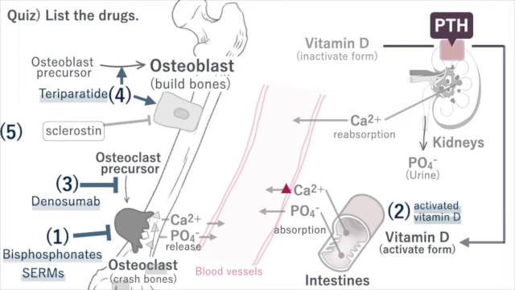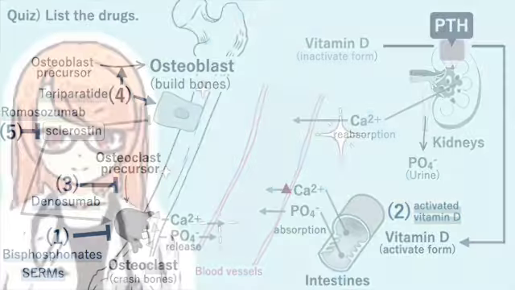Finally, there is a protein called sclerostin that suppresses the activity of osteoblasts and promotes the activity of osteoclasts, but there are also drugs that inhibit its action. I will explain these in order.